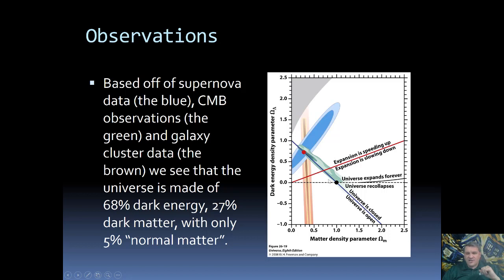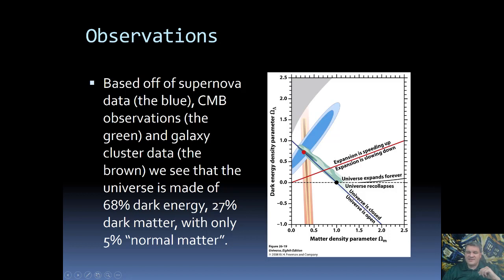The green region is what is possible based off of what we've learned from the cosmic microwave background. And then this kind of weird brown line is what is possible based off of cluster data. So how is it that galaxy clusters have positioned themselves and the size of voids and all that stuff? Well, we get that from the large-scale structure. Well, the only place that all three of these different measurements agree is right here at this red dot.